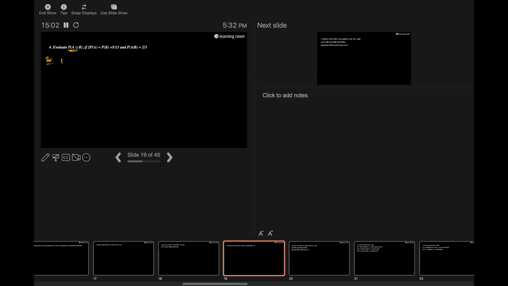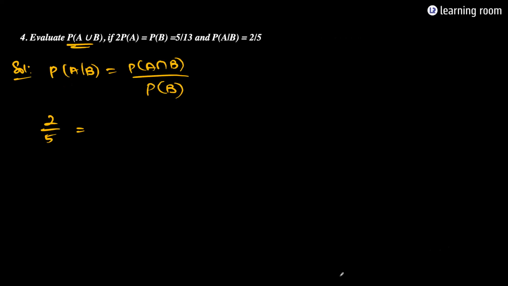Solution 11. So probability of A given B is equal to probability of A intersection B divided by... Sir, your screen is too small, sir. Okay, 1 minute. Better, no? Sir, now it's better.